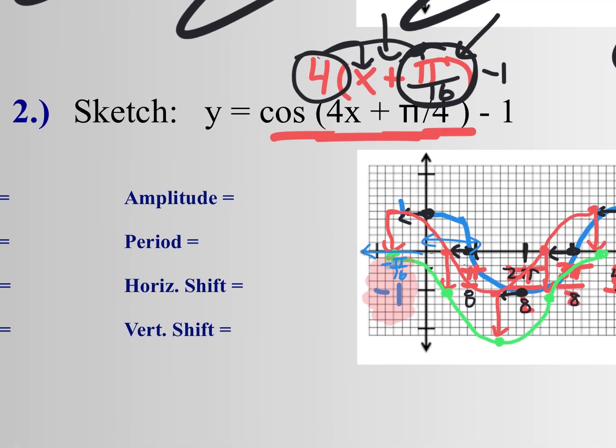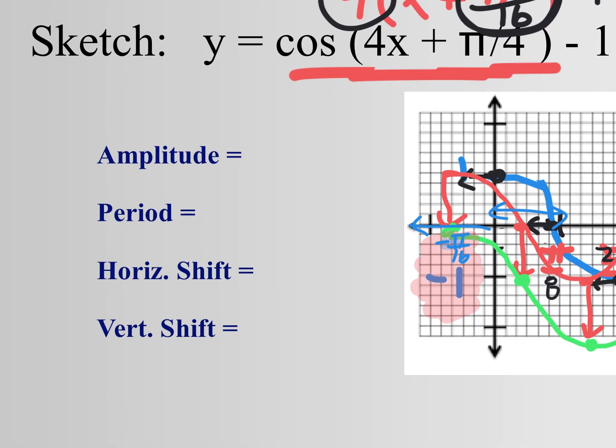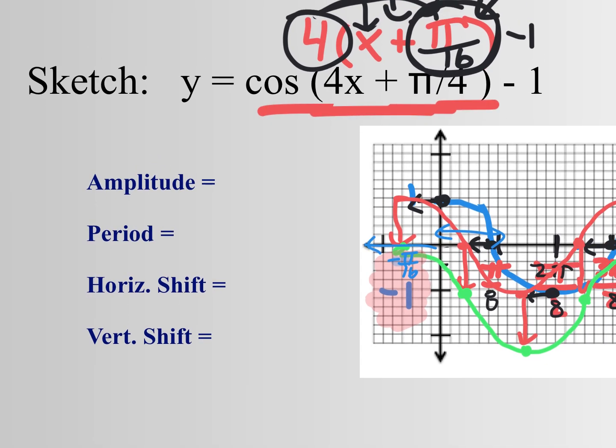All right, let's go back and answer these questions. What was the amplitude of this thing? Drew Malk, what was the amplitude? 1, good. The period of it. Well, I'm going to write 2 pi over b, because that's the generic thing that it is. But Callie, what is b? 4. So therefore, what's my period? Pi over 2. Yep, 2 pi over 4, aka pi over 2.